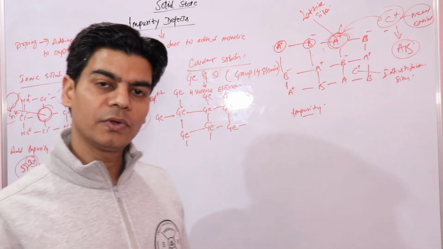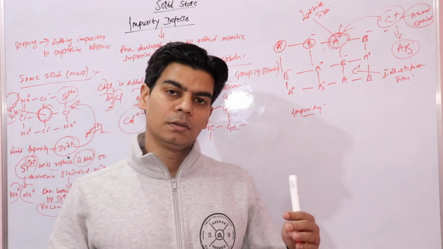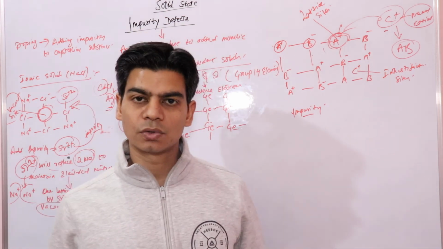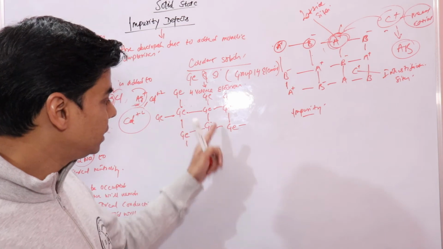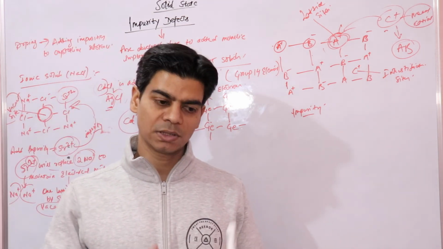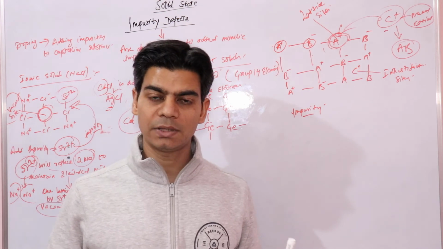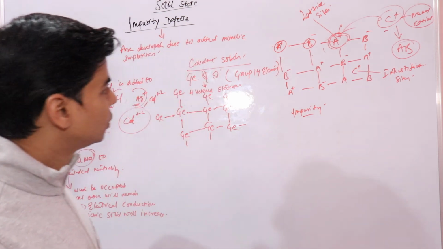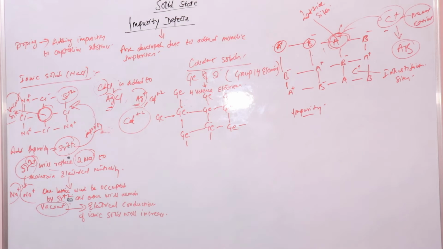The other type of impurity has more valence electrons than germanium. For example, arsenic. Arsenic has 5 valence electrons, and we know arsenic belongs to group 15.